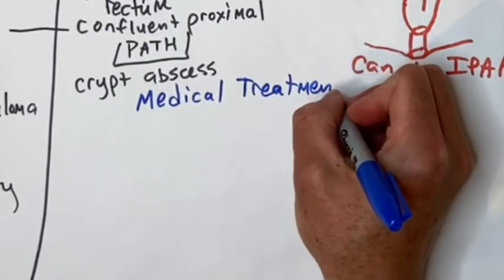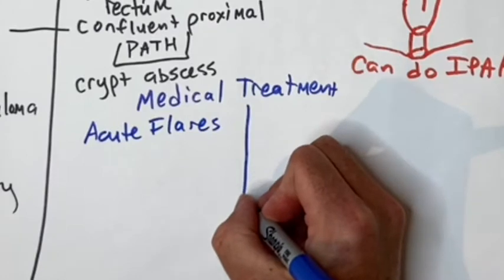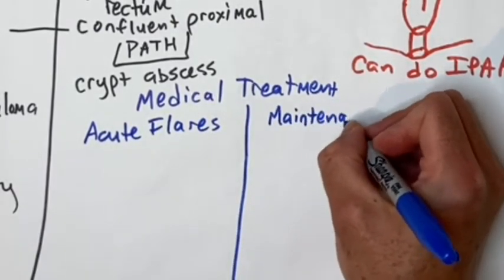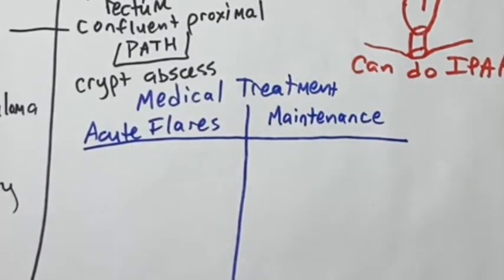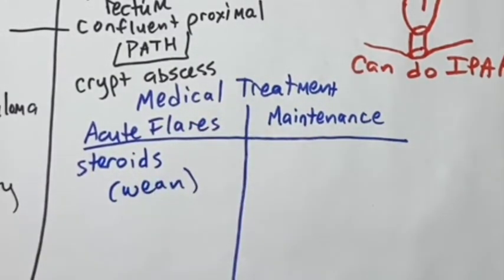We talked about treatment in the small bowel video, but to recap, medical treatment of both ulcerative colitis and Crohn's is divided into drugs for acute flares and those for maintenance therapy. Treatment of flares is with steroids. Steroids should be weaned or stopped if able after the flare cools off.